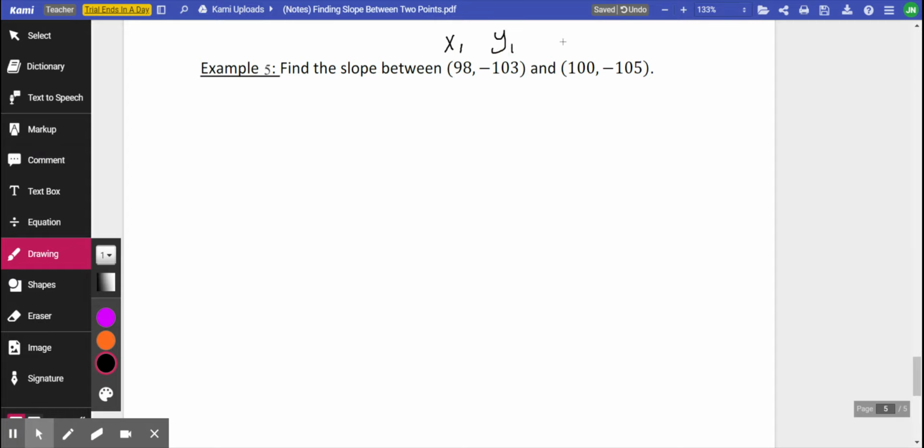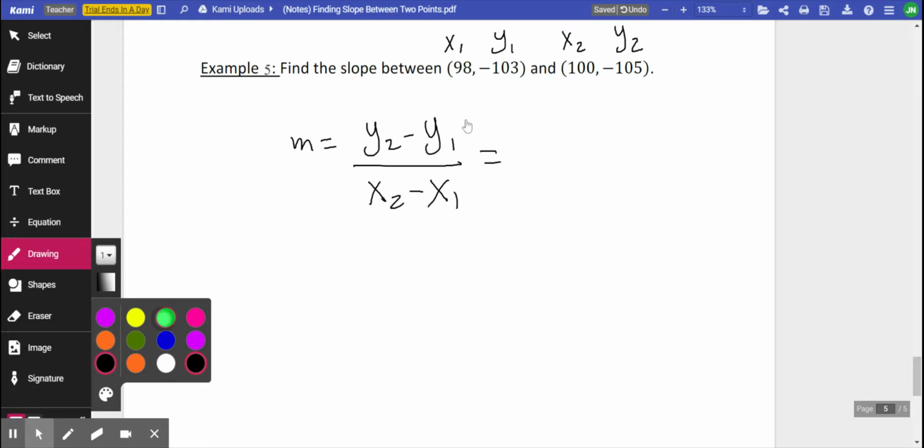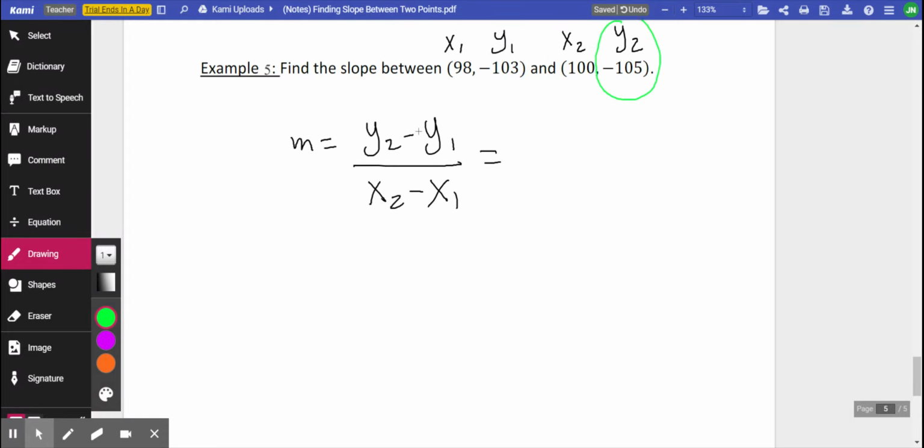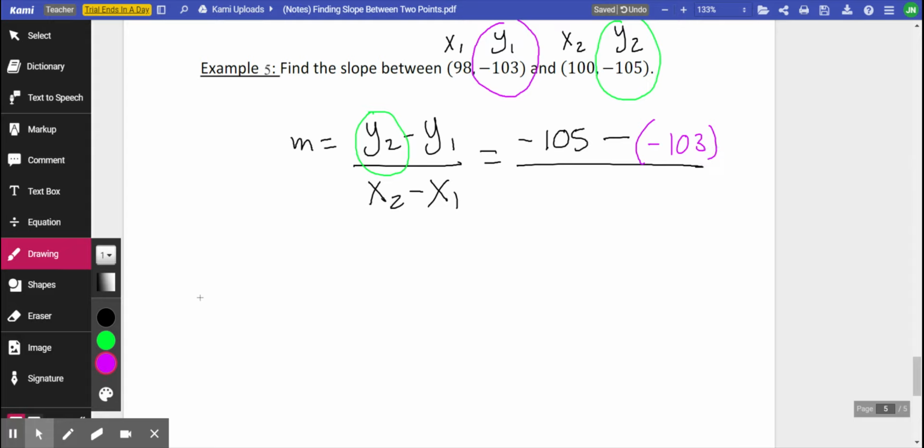So I'm going to do it the same way. X1, Y1 will be my first point, and then X2, Y2 would be my second point, and then I have to find the slope between these 2 points using the slope formula. So it's y2 minus y1 over x2 minus x1, as always. So let's plug in numbers. So y2 would be this big number, which is negative 105. No big deal. Once I know what to plug in where, then it shouldn't be a big deal. So negative 105 goes there. Minus, don't forget the minus for the formula, y1, which corresponds to this number, which is negative 103. So I'm going to put negative 103 here.